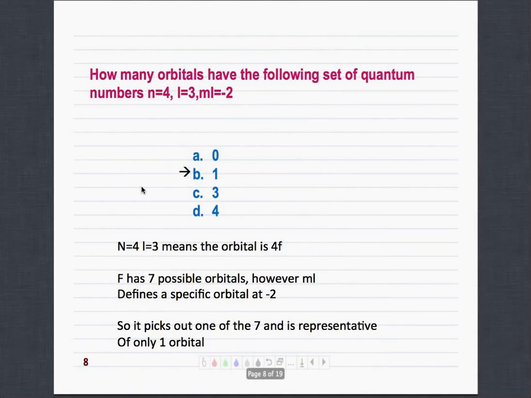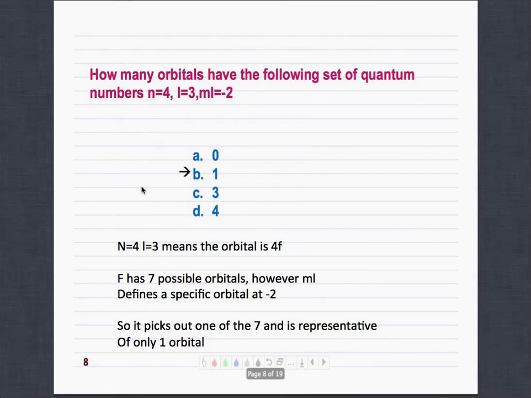Okay, so let's focus on these and check what we got. I have 53% for B. B is the right answer, but let's see how come. It's n equals 4, that means I'm in the fourth shell. And I have L equals 3. That's an F subshell, and an F subshell has 7 orbitals: 1, 2, 3, 4, 5, 6, and this is the 7th. And I'm talking about ML equals -2.